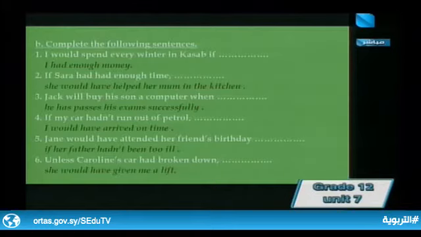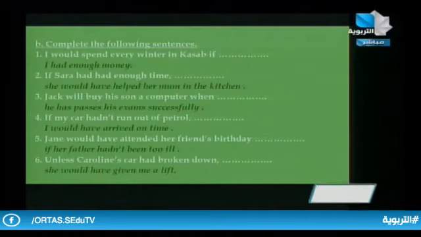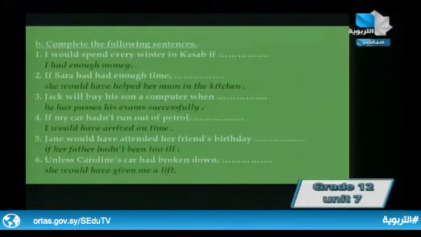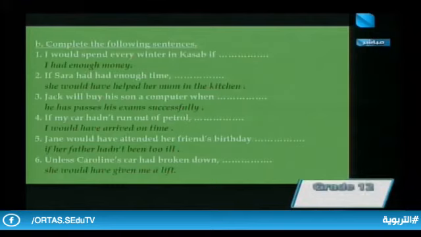Number 3, Jack will buy his son a computer when, and here we have a time clause, not a conditional clause, when he passes his exam successfully. When he passes.